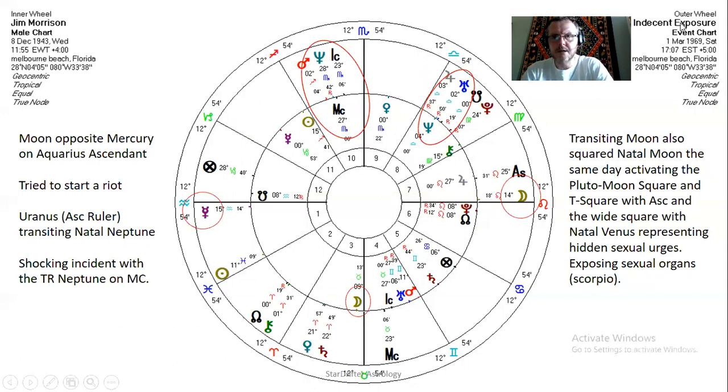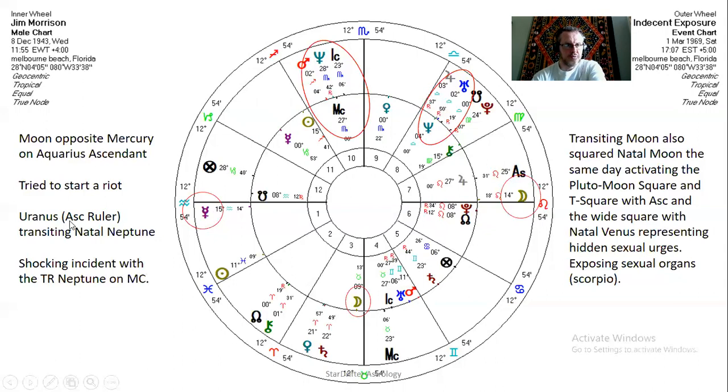This is the event of the 1st of March 1969. The band were playing a gig. I'll quickly run through the transits that were happening. The moon was opposite Mercury on the Aquarius ascendant. That was on the particular day.